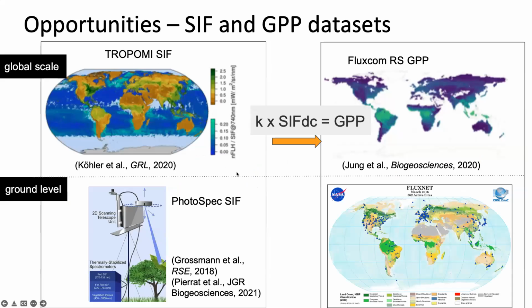More and more data sets are coming out, but the key to understand the GPP at the continental scale is using global scale data sets. For example, we have Tropomi SIF that gives us the comprehensive view of the SIF globally. And in the meantime, we have this Fluxcom remote sensing machine learning GPP products. With these two products, we can build the empirical relationship for individual land cover types in the Arctic. And additionally, we have ground level measurements that can help us to validate whether these empirical relationships are good.